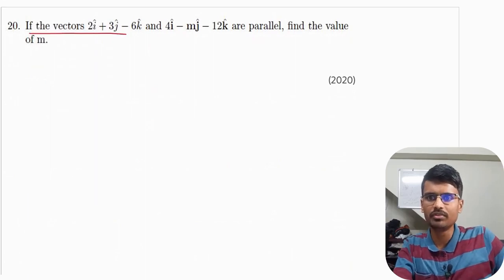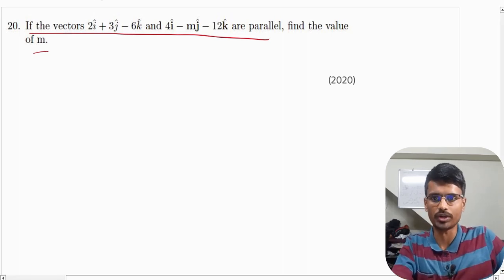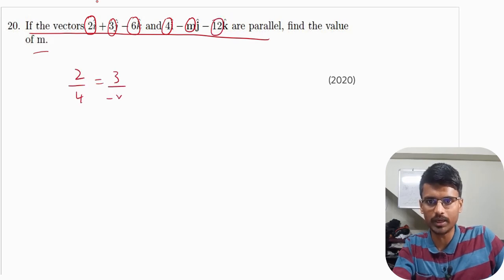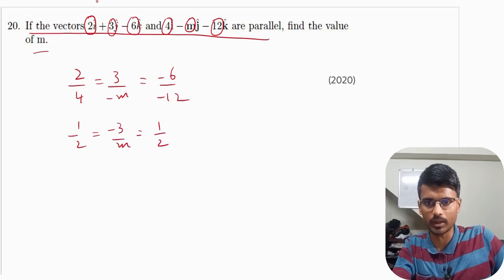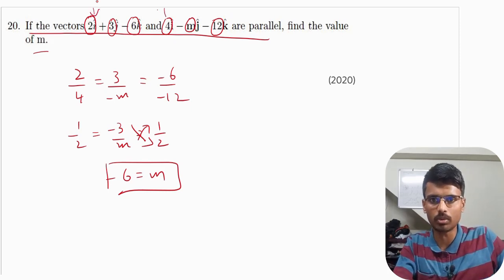So if the vectors are parallel, find the value of m. When two vectors are parallel, their components will be in proportion. Here 2 and 4 will be in proportion, 3 and −m will be in proportion, and −6 and −12 will be in proportion. 2/4 = 3/(−m) = −6/−12. So here I will get 1/2 = −3/m, and here again I will get 1/2. I can use any equation, and cross multiplying, I will get −6 = m. So simple question. Only remember, when two vectors are parallel, their components will be in proportion: 2/4, 3/−m, −6/−12.